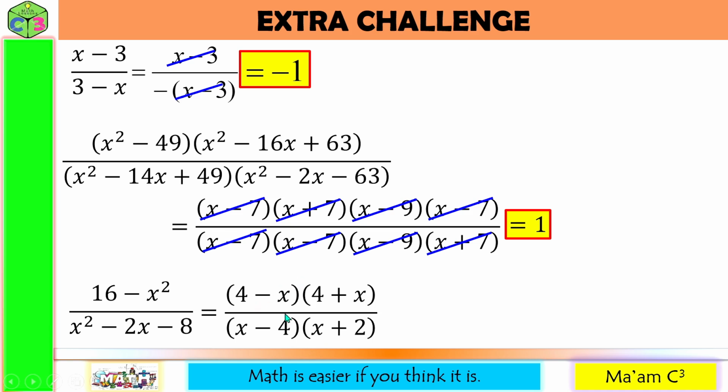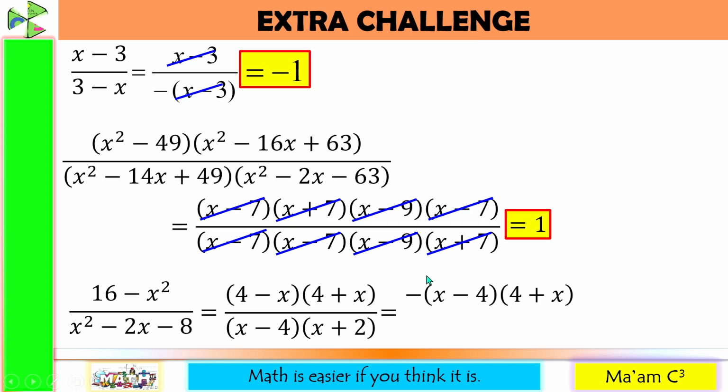I cannot simply cancel these two. They may look the same, but no, they are not. In here, x is negative. In here, x is positive. In here, 4 is positive. In here, 4 is negative. So to make this x minus 4, I have to factor out the negative sign. So let me do that.